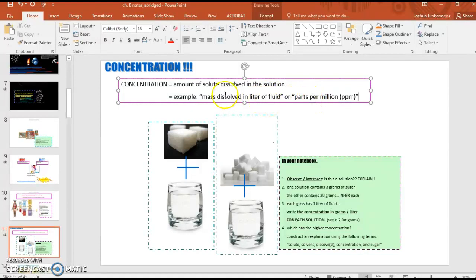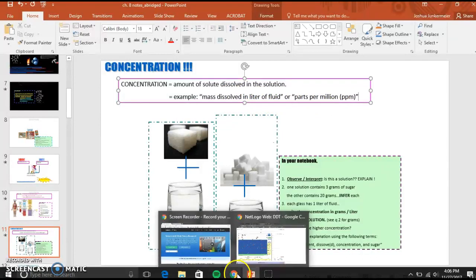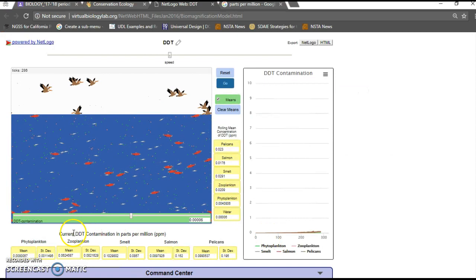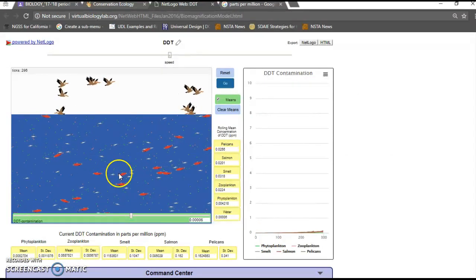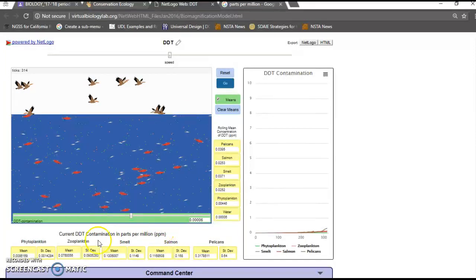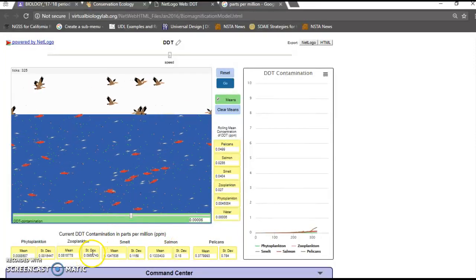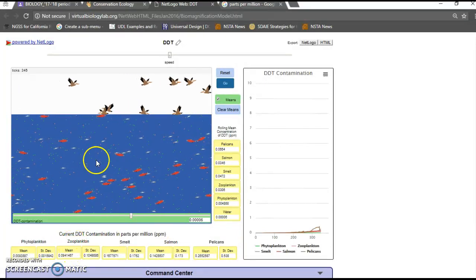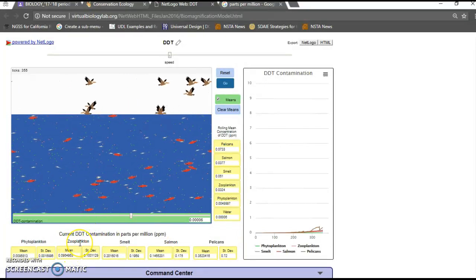Another common measure: you could have grams per liter, or you could also do parts per million. And parts per million is a little wacky, but I'll show you anyways. So we have the simulation. It shows how much DDT chemical is dissolved in parts per million. So it's saying 0.08 parts per million DDT has been absorbed into zooplankton.